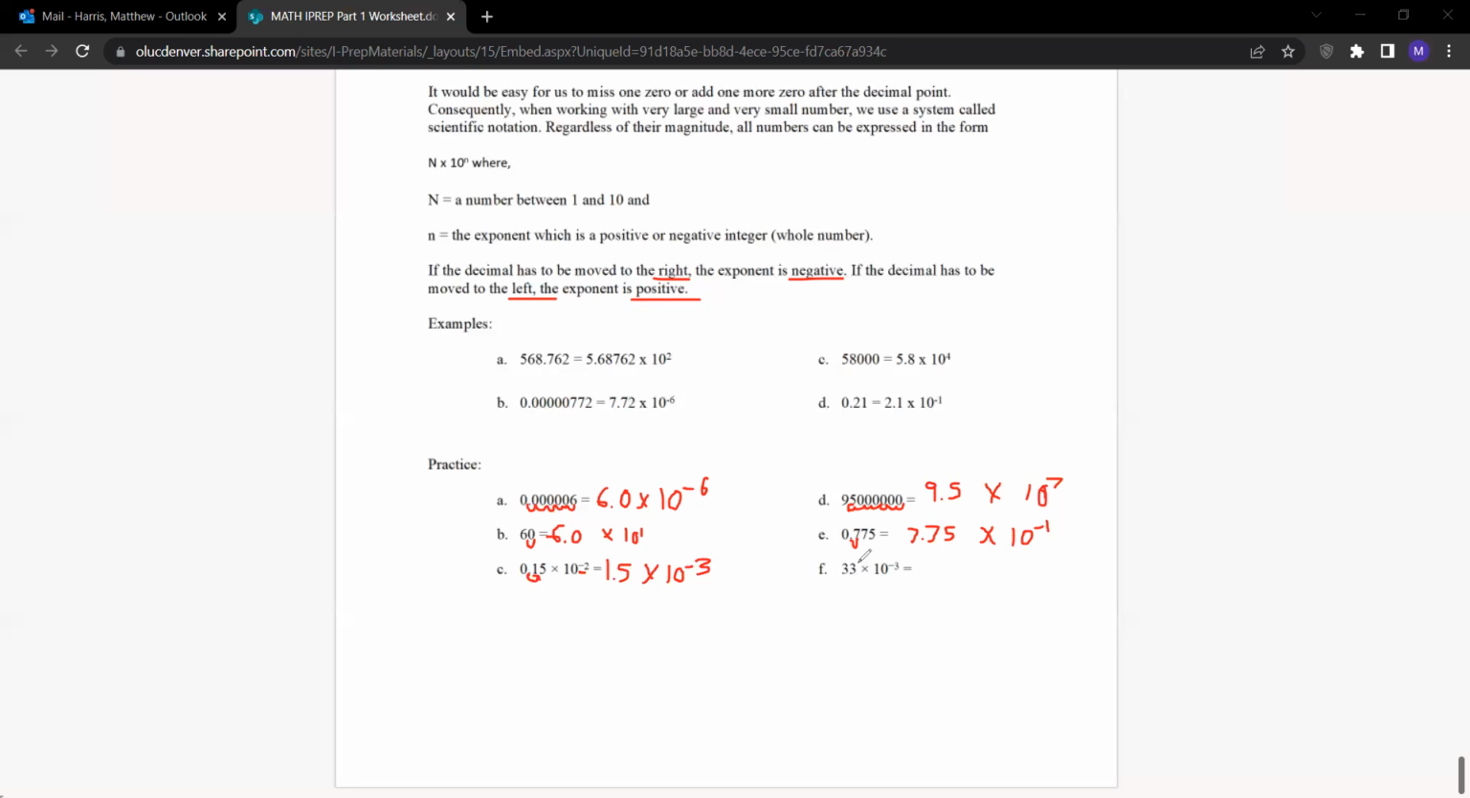And so finally, we have 33 times 10 to the negative 3. Our decimal point moves 1 to the left, and if it moves to the left, it means the exponent is going to go positive. So we have 3.3 times 10. And remember, we have to combine it with what we already have. So it is positive 1, but we already have negative 3. So negative 3 plus positive 1 is going to be negative 2.